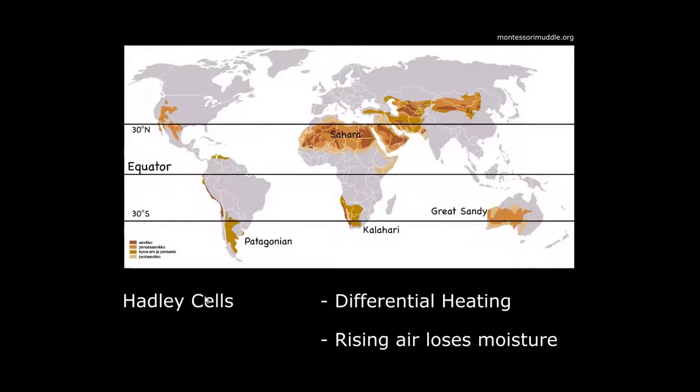So we have Hadley cells that form through differential heating of the Earth's surface, and that heating causes the air near the equator to rise and lose its moisture, and then it migrates north or south and falls at 30 south and 30 north.